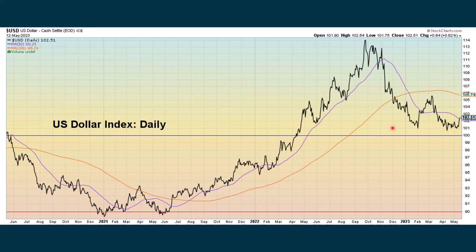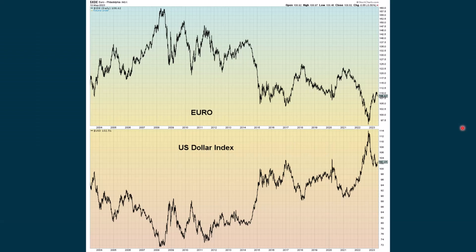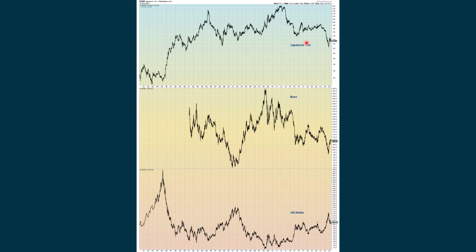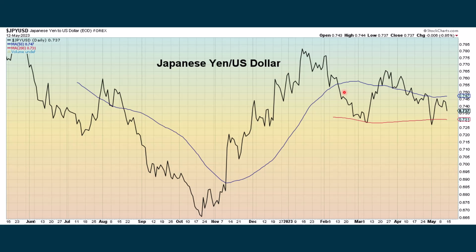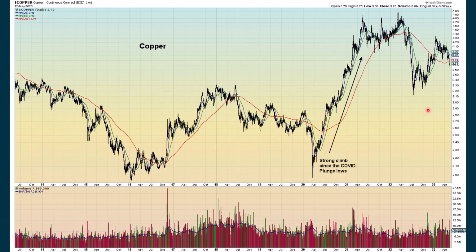The dollar is still in an overall downtrend, but it's trying to turn back up and possibly put in some kind of a bounce. The euro is doing better than the dollar, and the Japanese yen is doing better than the dollar as well. The British pound is also in an uptrend compared to the dollar. The Japanese yen, even though it's going sideways, has still been performing better than the US dollar.